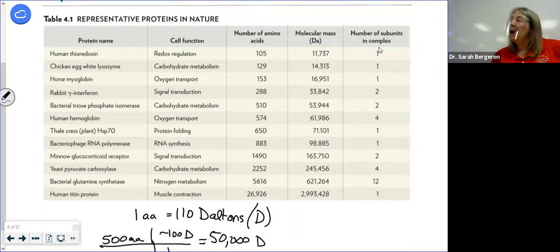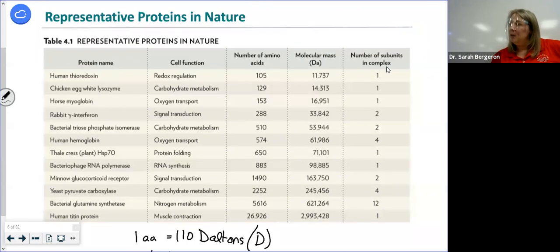Number of subunits in complex. Most proteins are super, super complex, which means that it's not usually one polypeptide chain. Usually, most proteins require more than one polypeptide chain folded together, linked together with lots of weak interactions, which ends up being really strong, into a functional product. So for rabbit gamma interferon, how many individual polypeptide chains do we need? 2. For bacterial glutamine synthetase, how many do we need? 12.